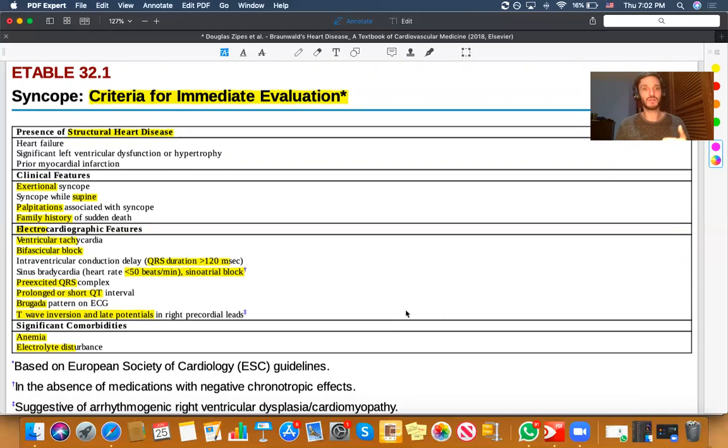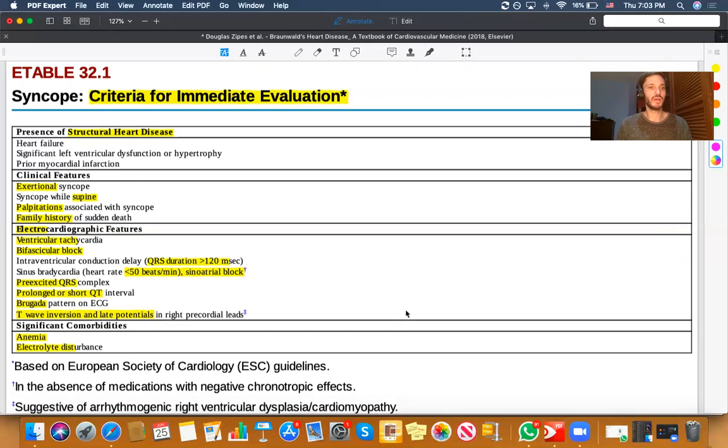We have those patients in which you suspect any sort of structural heart disease. Why will you suspect this? If the patient has heart failure, or significant left ventricular dysfunction or hypertrophy, or prior myocardial infarction. So this would be based on the clinical exam, the history, and EKG or an echocardiogram if you have one there.